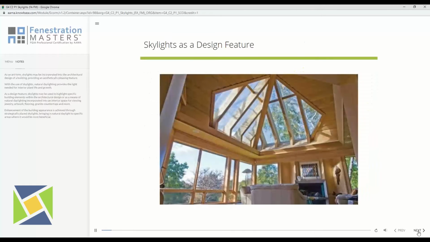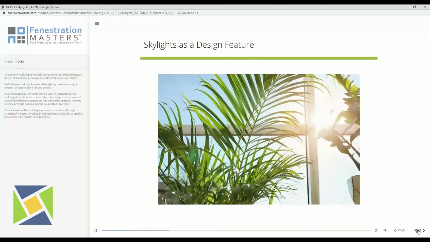As an art form, skylights may be incorporated into the architectural design of a building, providing an aesthetically pleasing feature. With the use of skylights, natural daylighting provides the light needed for interior plant life and growth.